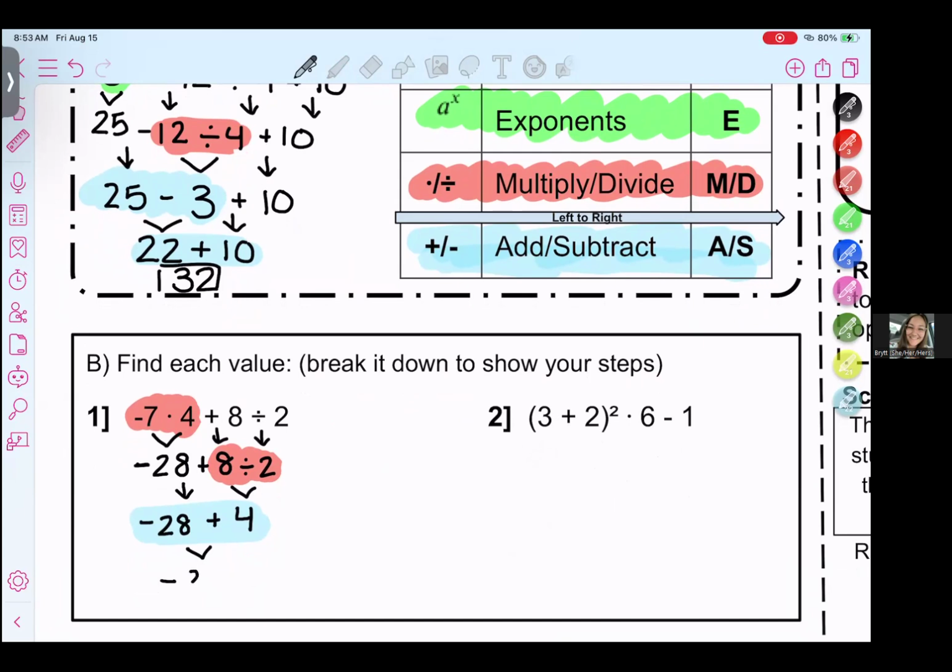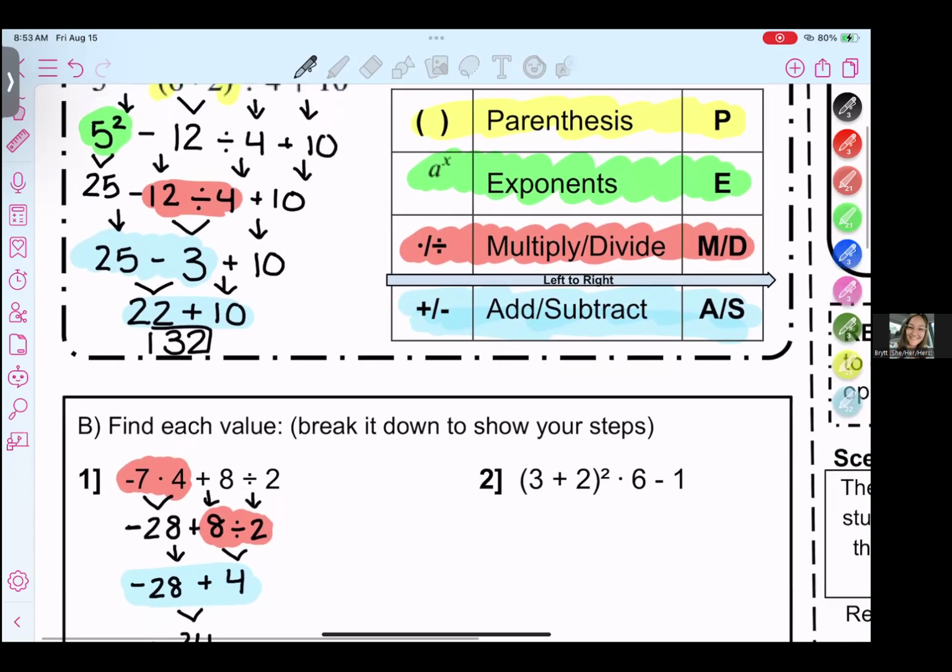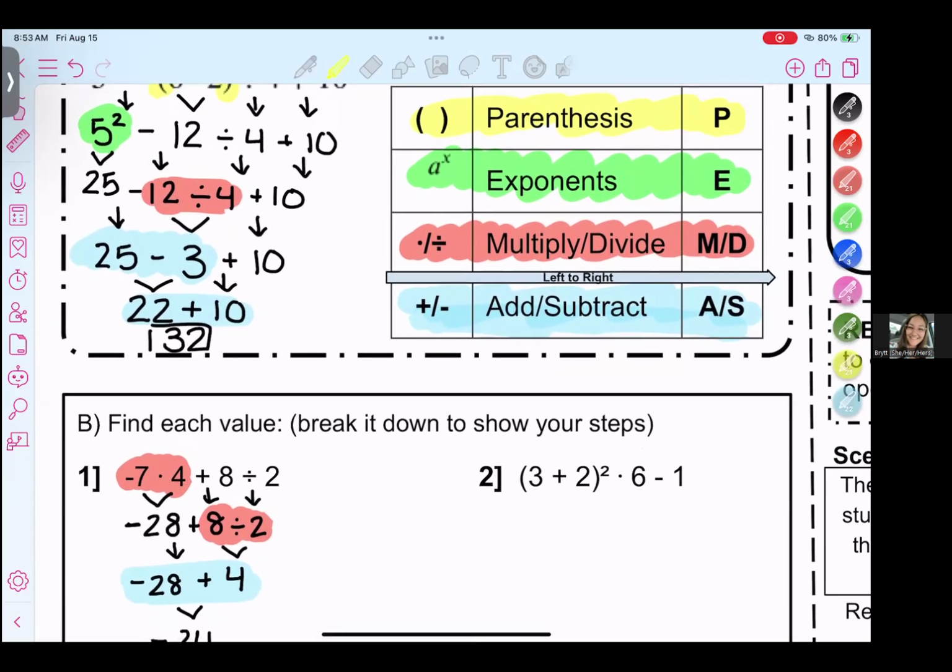By 24. Now, if bad guys and good guys doesn't work for you guys, don't forget you can always make your own story, right? So if you really like sports, maybe you really like the Angels, say the Angels are the good guys, the Dodgers are the bad guys. So in this case, we had the Dodgers scored 28, the Angels scored 4. Who won by how much? So go ahead and make your own story for these, and that'll definitely help you guys with your addition and subtractions with integers.